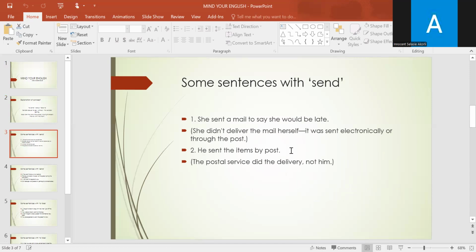She sent a mail. The person who sent the mail didn't go with the mail. What is the explanation? She didn't deliver the mail herself. It was sent electronically or through the post. Number 2, he sent the items by post. What is the explanation? The postal service did the delivery, not him.